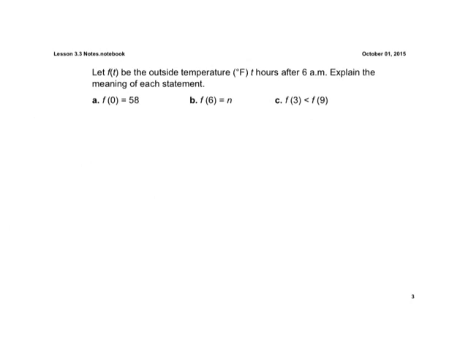All right, our next part here, we have three parts. Let f of t be the outside temperature in Fahrenheit t hours after 6 a.m. We've got to figure out what each of these means. So t hours after 6 a.m. In this first example for A, it's f of 0. What that means is it's 0 hours after 6 a.m. So really what this means is at 6 a.m., the temperature is 58 degrees.